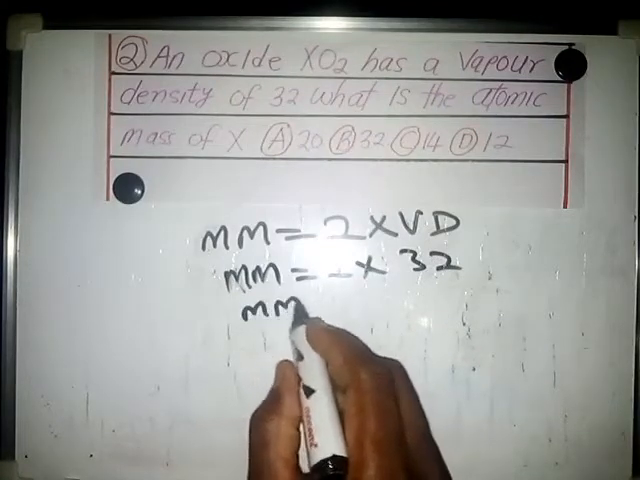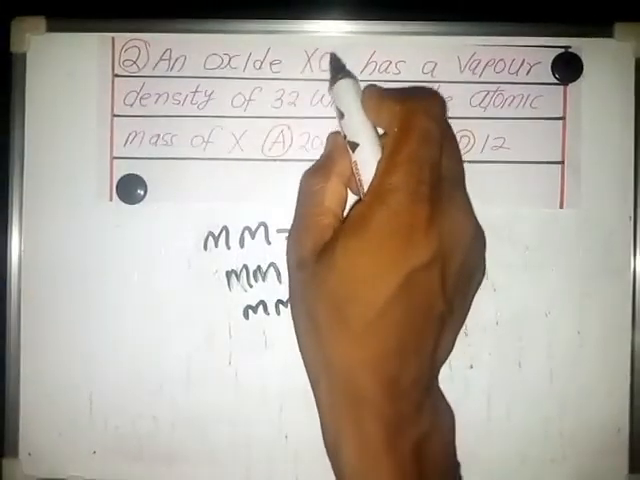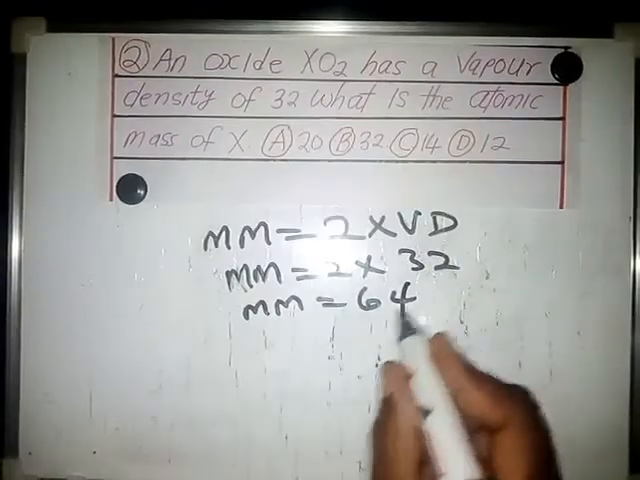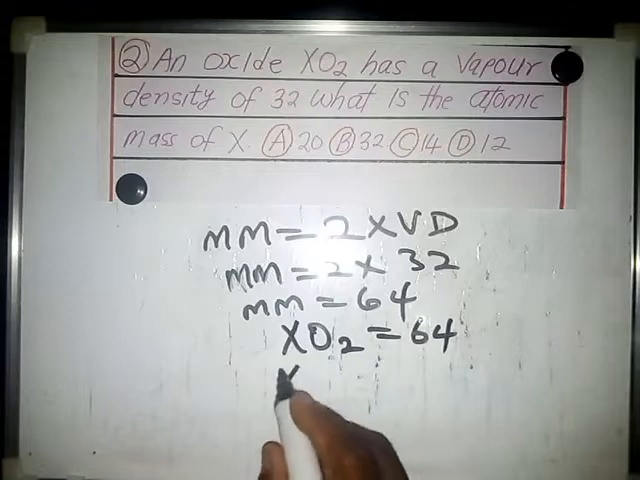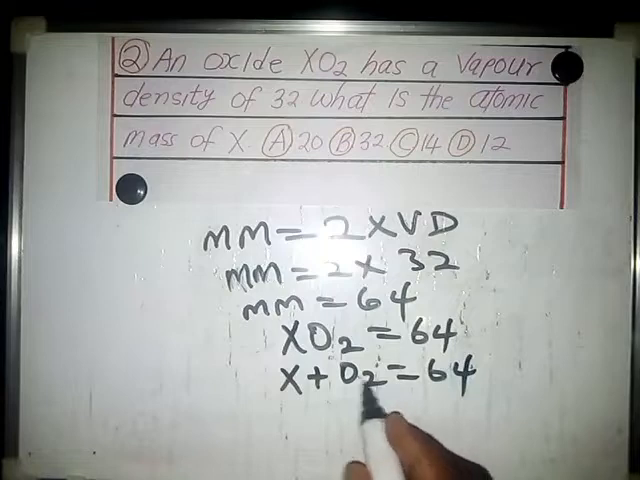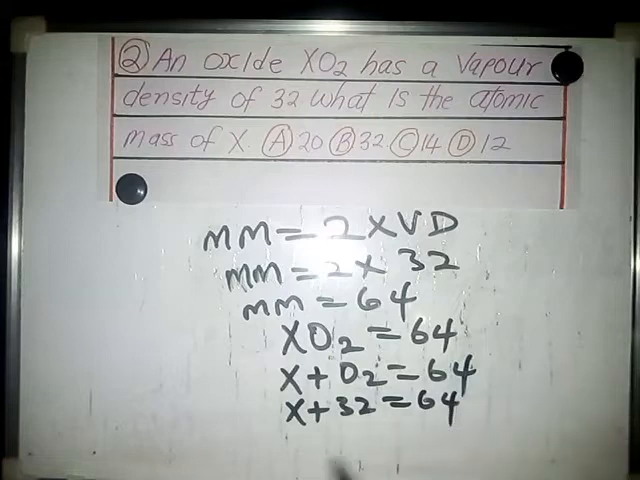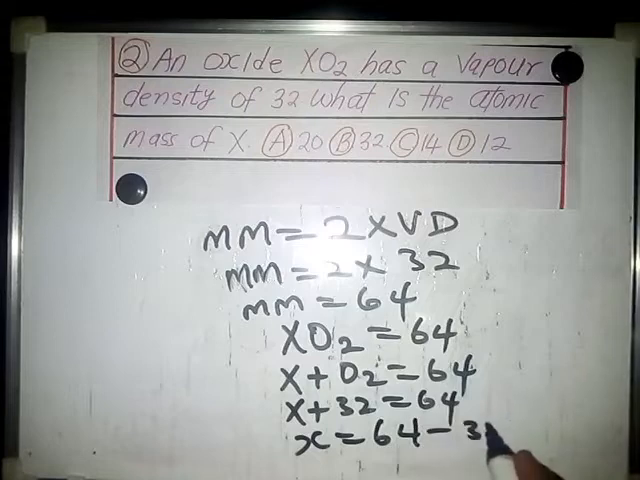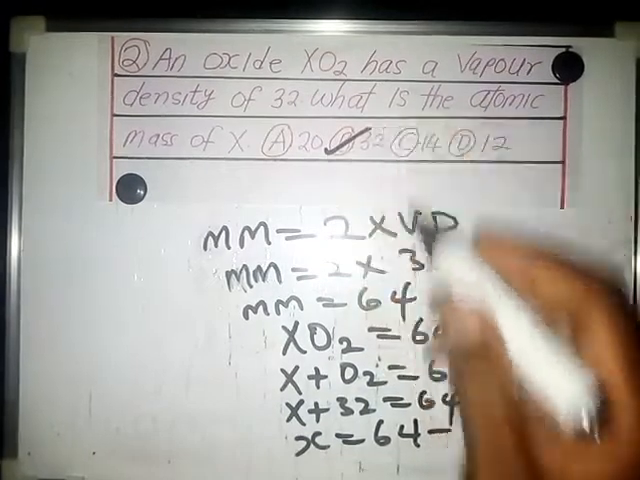That is 64. But actually it's the molecular mass of this compound we're looking at. So we're going to equate this SO2 to 64. SO2 equals 64. Then S plus O2 equals 64. O is 16, 16 times 2 is 32. S plus 32 equals 64. So you will make S the subject of the formula. S equals 64 minus 32. So now we are getting 32. So your answer is B.